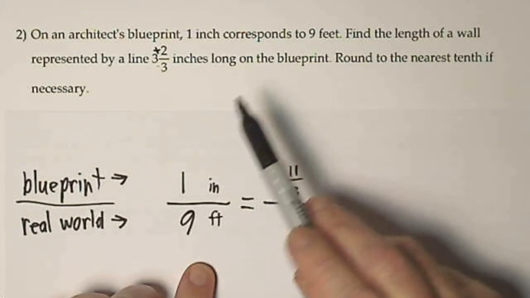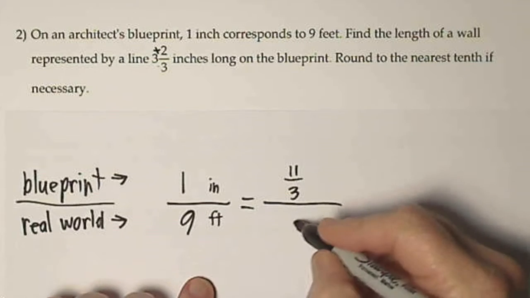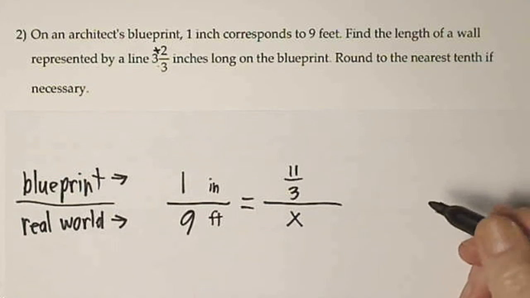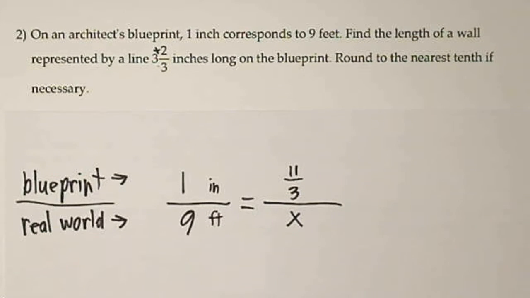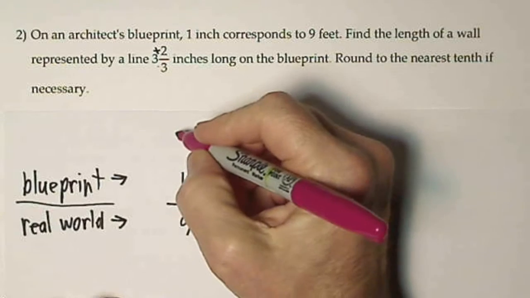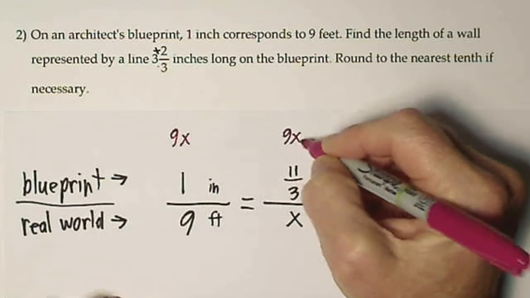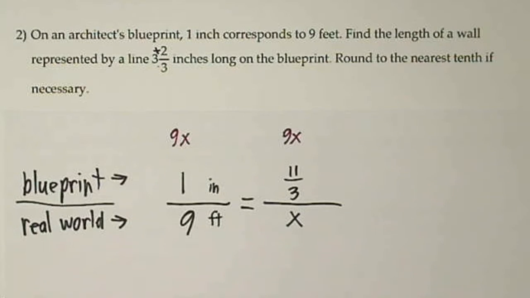And let's see, find the length of the wall. So in the real world, how long is that wall? And again, I was saying just multiply by the product of 9 and x on each side. So here's 9x, 9x, and we'll cancel whatever we can.